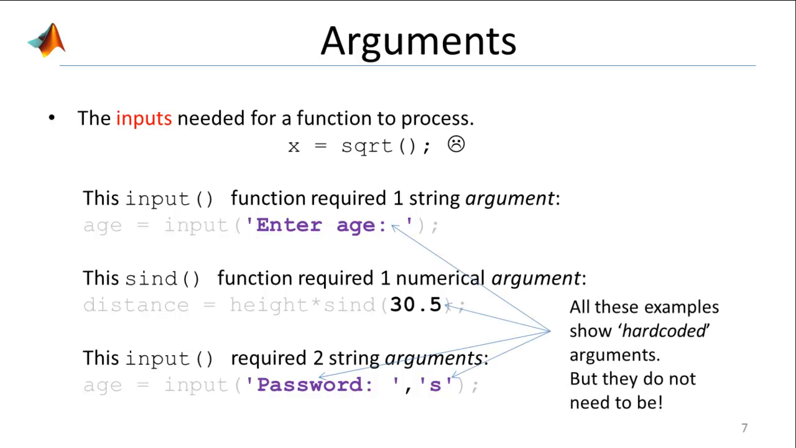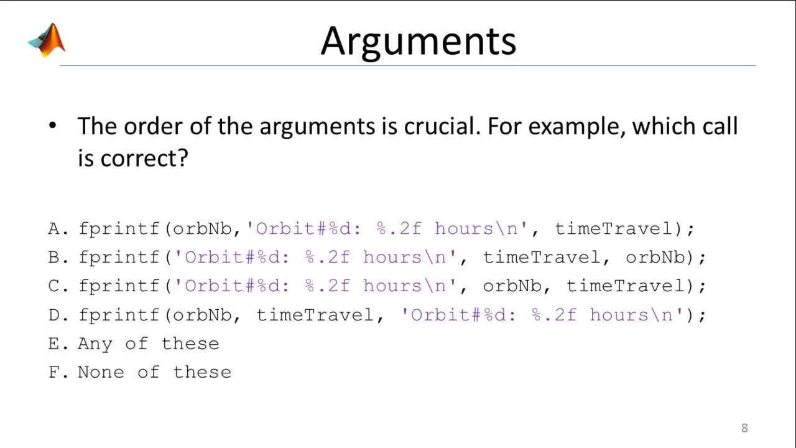Now all these examples here show hard-coded arguments, meaning that when you run the code, these are always the values that are going to be sent to the function. But that's not always the case. In most cases that we've done so far, we've used variables to calculate sine d of an angle. The order of the arguments is absolutely crucial. For example, which call down here is correct?